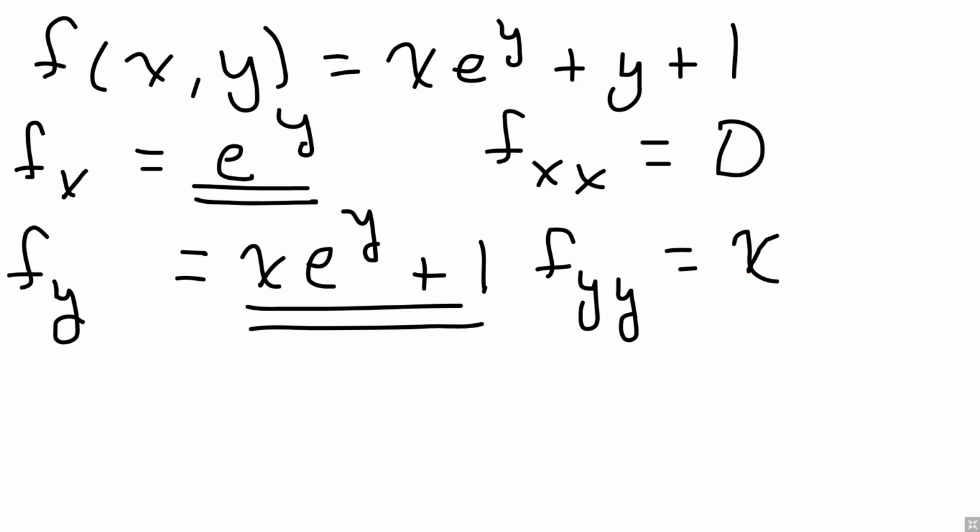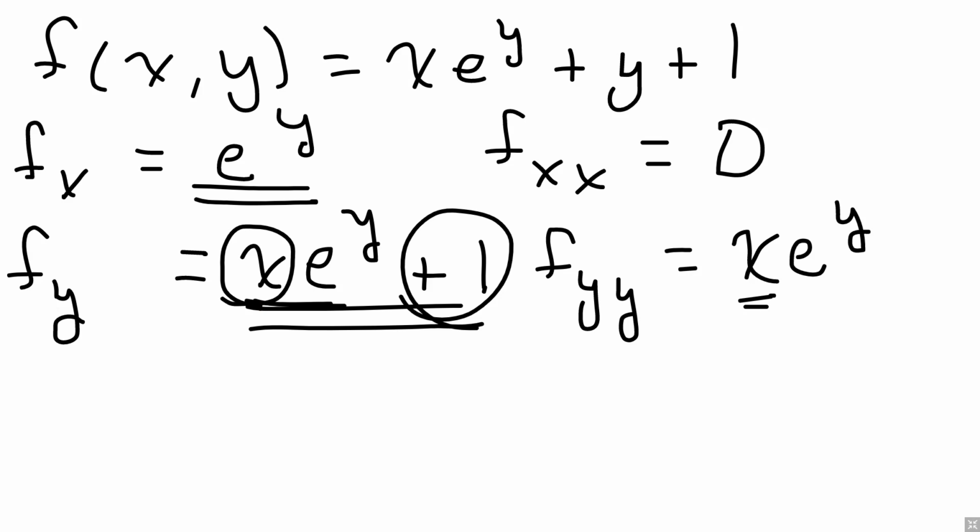Yes, we're going to get x e to the y. Okay, because the derivative of this is going to be 0. Derivative of this, x is a constant, so it just comes along to the right. Derivative of e to the y is just going to be e to the y. Okay. Any questions?